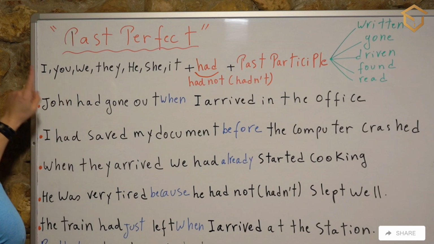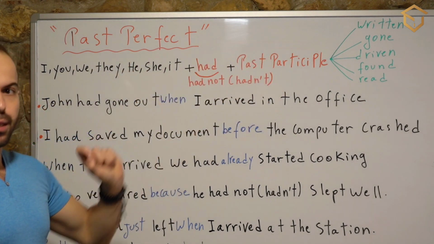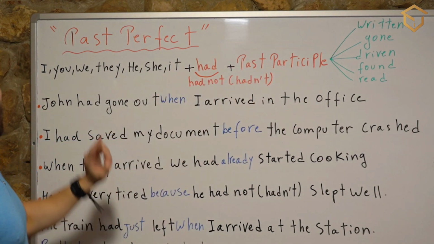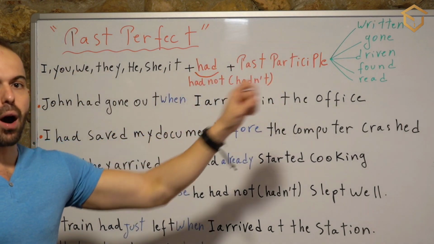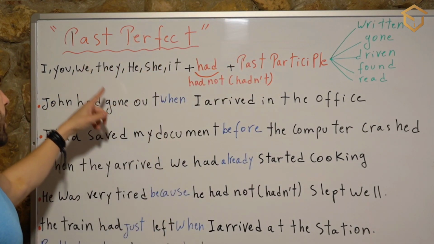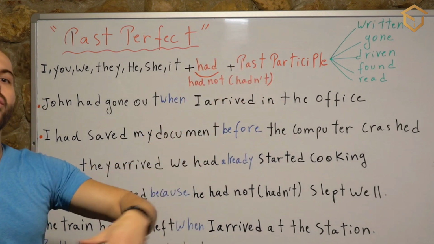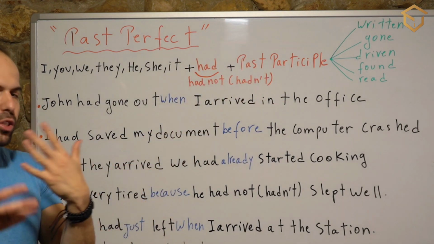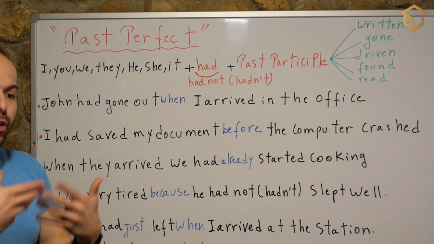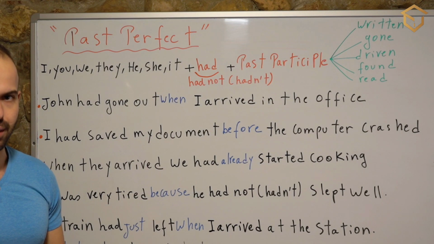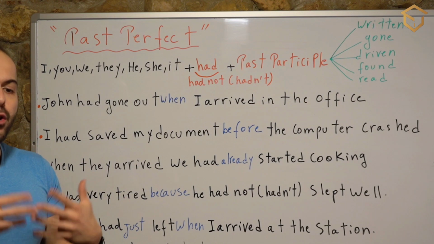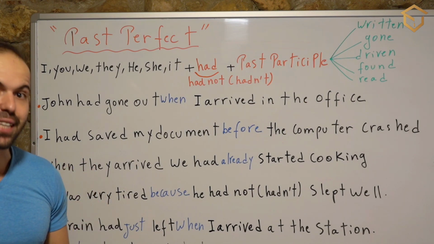For example, I had written a book. You had gone to the store. We had driven a car. They had found insects. He had read a beautiful article. Okay, so that's just some example sentences to help you express the meaning or the use of this specific verb tense. But how do we use it? How do we specifically use it with more confidence in these sentences?